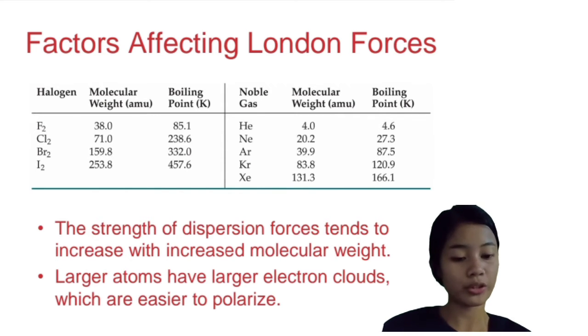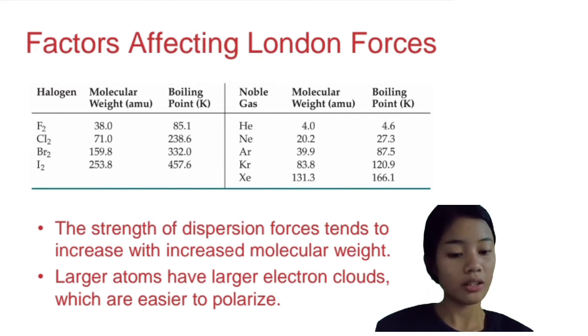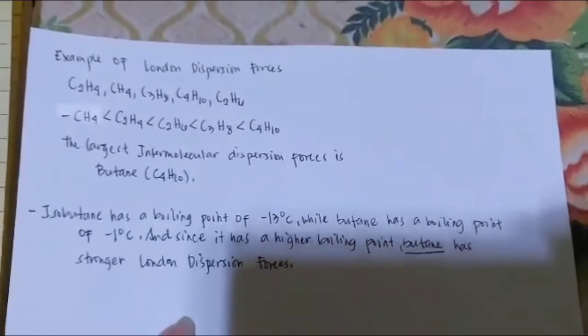The strength of dispersion forces tends to increase with increased molecular weight. Larger atoms have larger electron clouds, which are easier to polarize. Example of London dispersion forces.